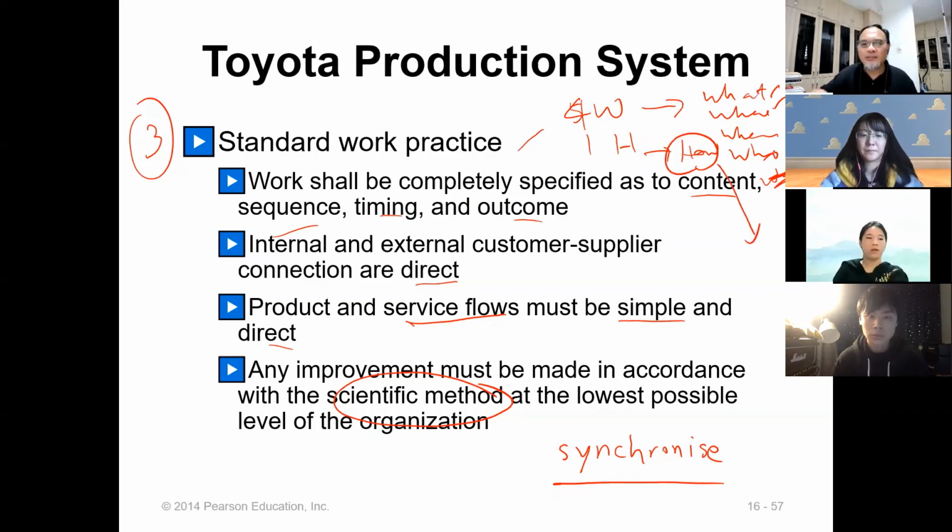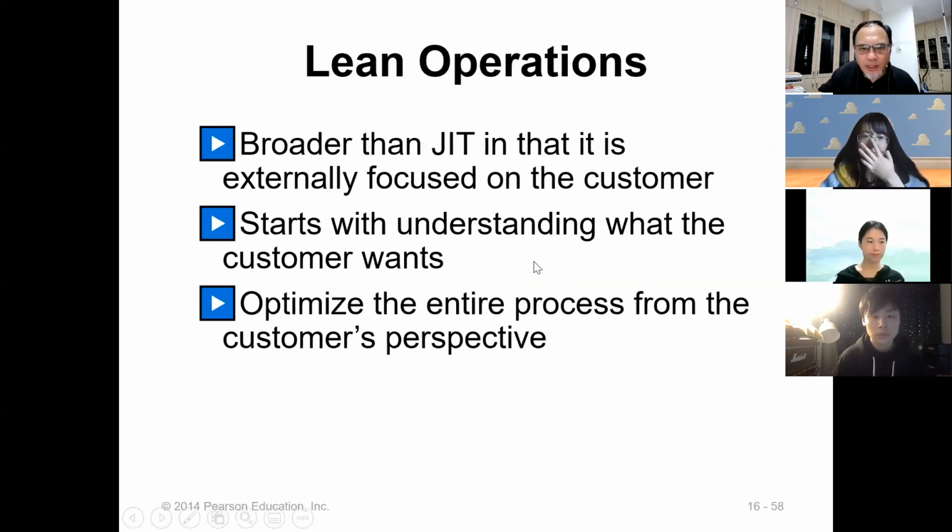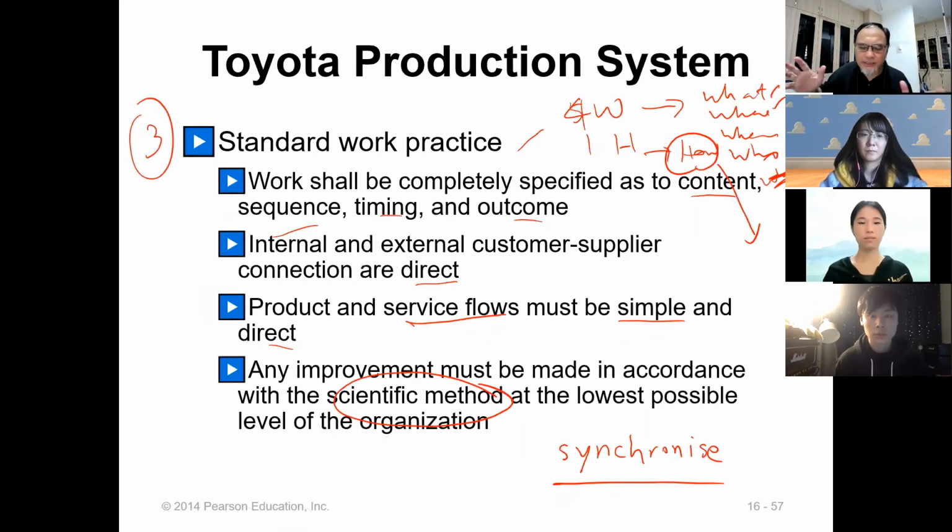Okay, so this is something important to recognize: this is a lean operation. The whole thing is lean operations. The Toyota TPS is actually the whole operation. The whole operations must be synchronized, and must have waste reduction in the process. Only then do we say it is actually lean operations.